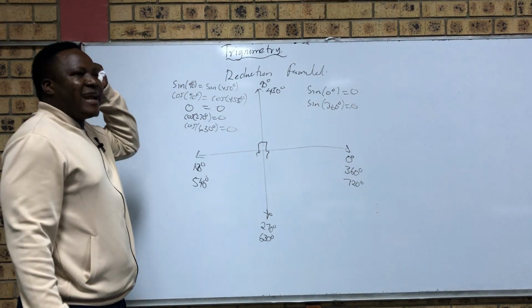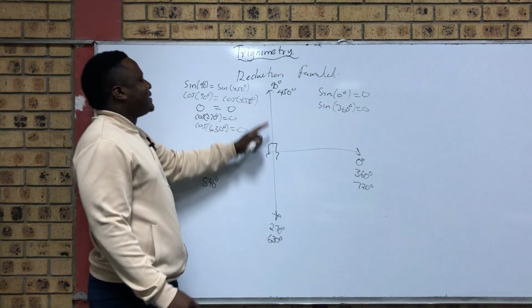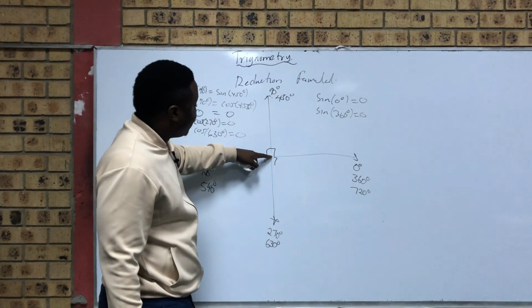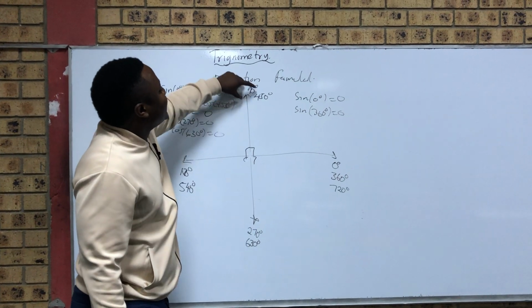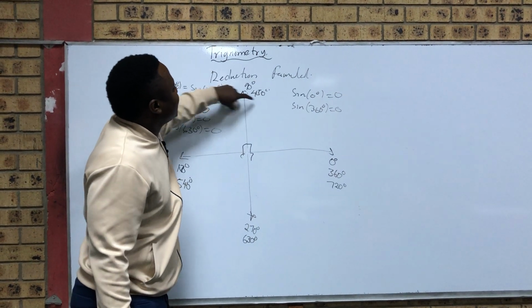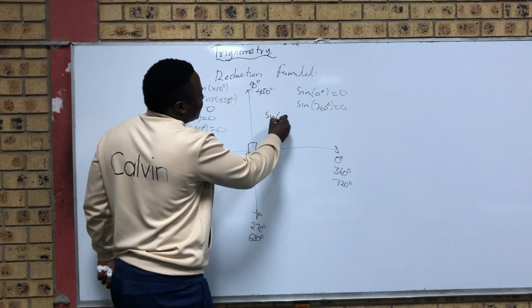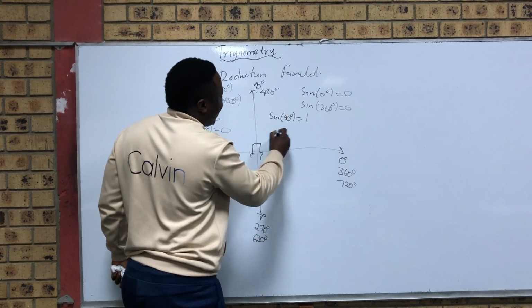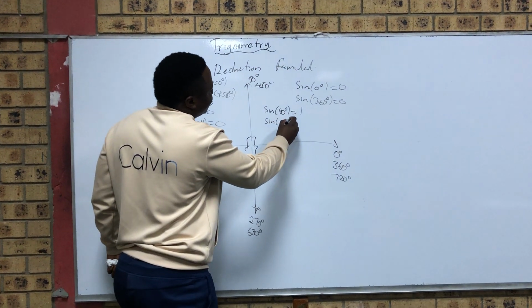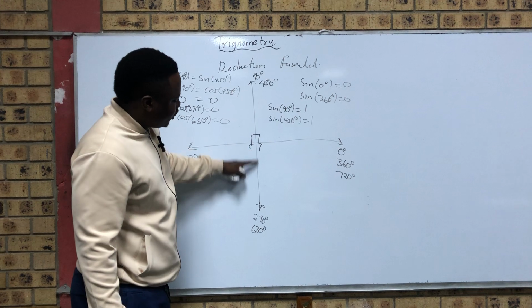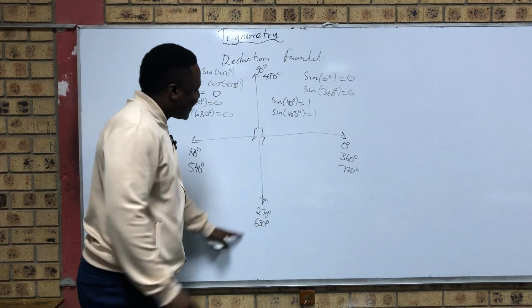So another thing that is worth noting is that, going up from the origin, the sine of all these angles is equal to 1. Sine of 90 degrees is 1. Sine of 450 degrees is 1. And then do you see from the origin, going down, sine of these angles is what?